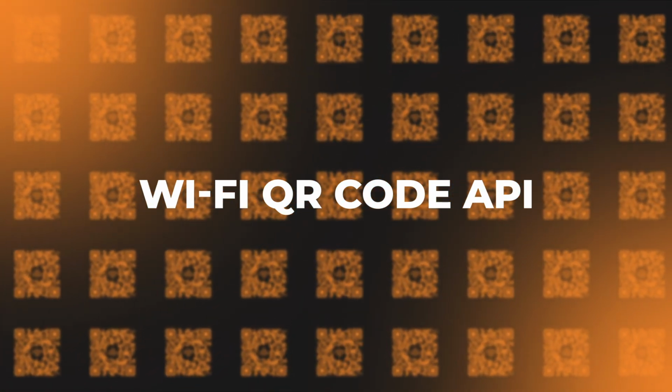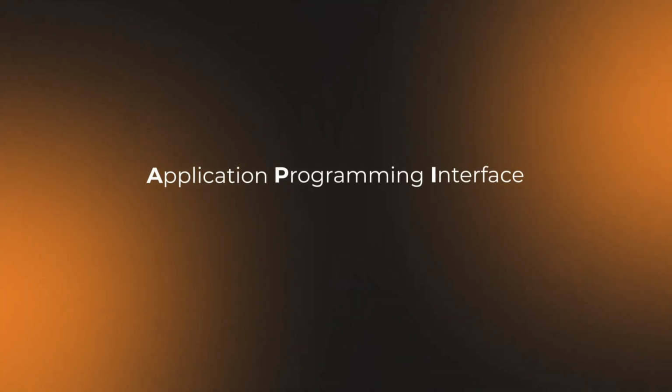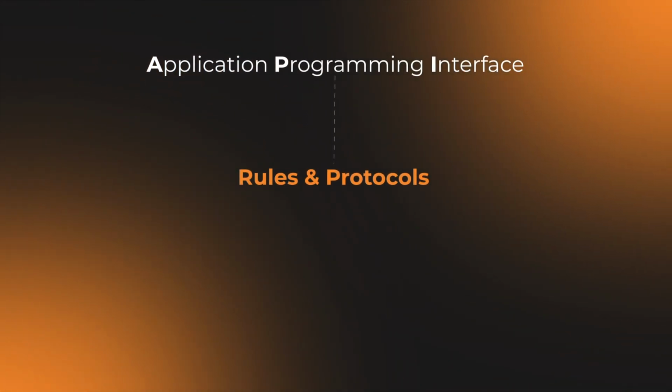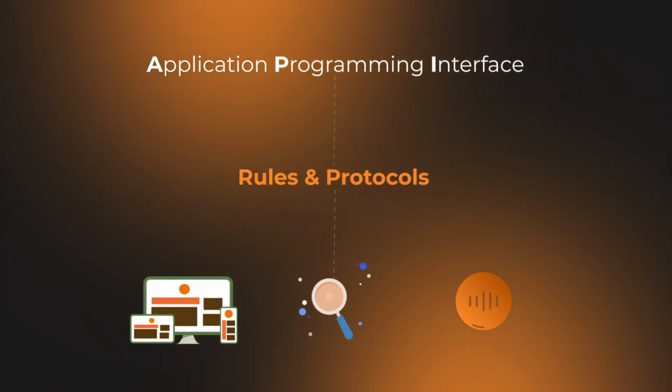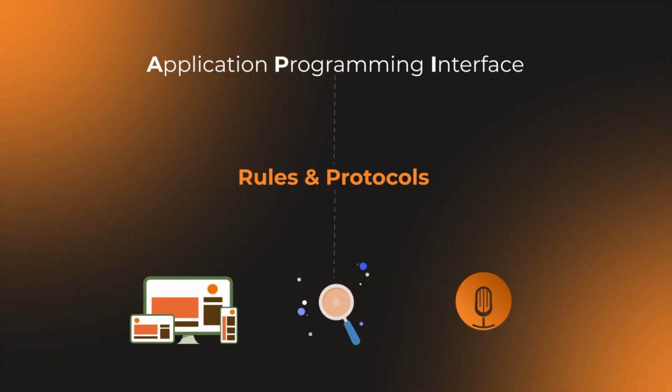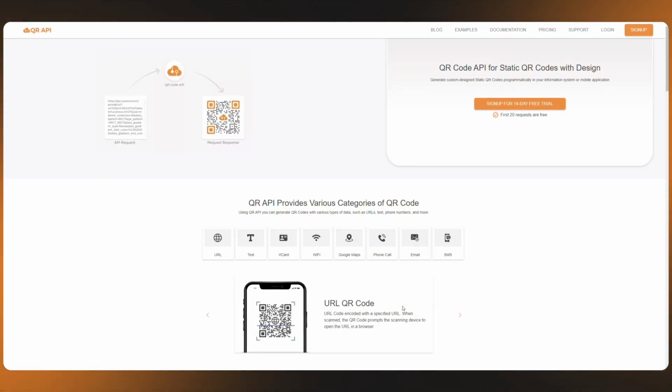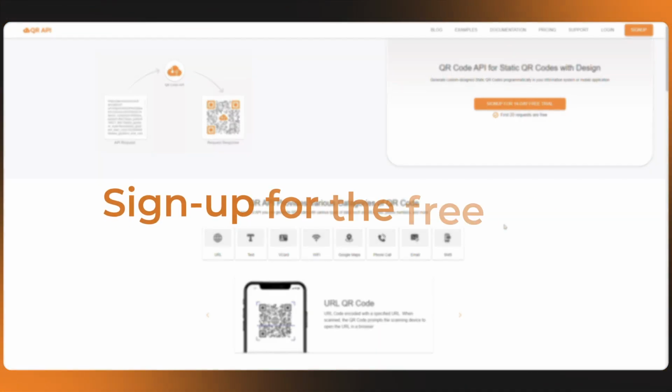Now that we've established why Wi-Fi QR codes are great, let's talk about how to create them using a Wi-Fi QR code API. An API, or application programming interface, is a set of rules and protocols that allows different software applications to communicate with each other. From the browser of your choice, go to QR code API and sign up for the free trial.